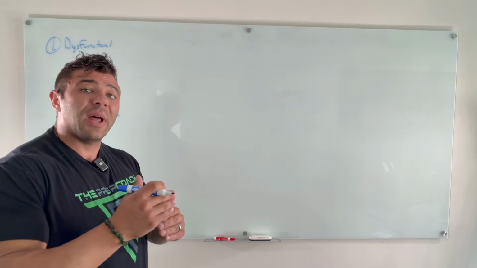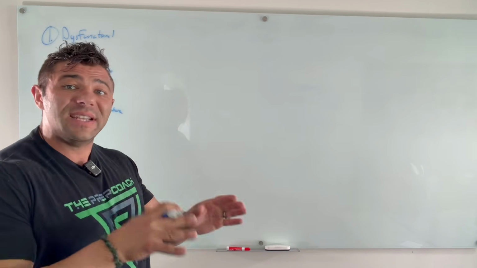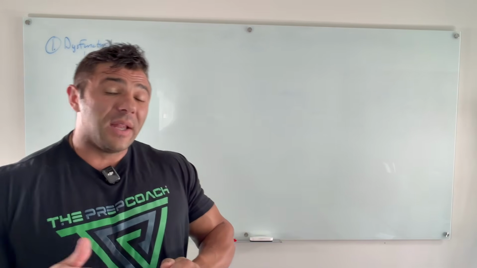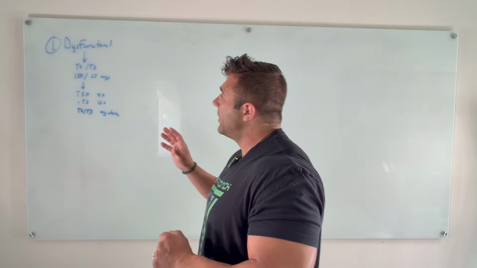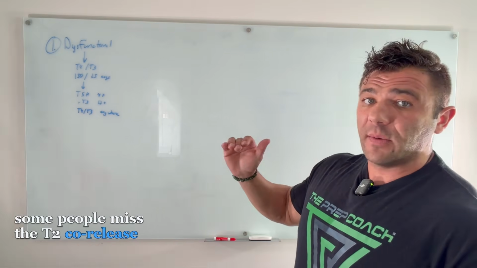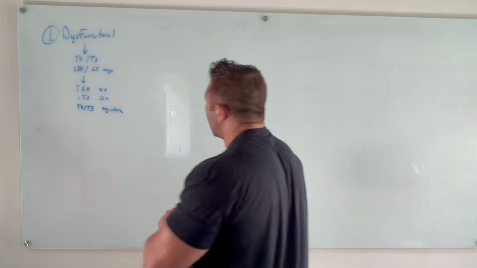Mainly because the underlying substructure electronically of the T2 is not there. So I do not know if this is proven in the research, but I do believe to a certain extent, certain people will not get that co-release of T2, and then that throws everything off upstream. So if we can kind of think about that for a second, right?